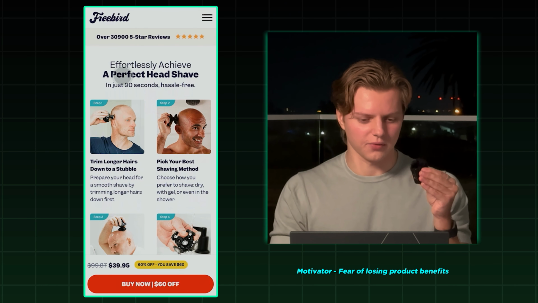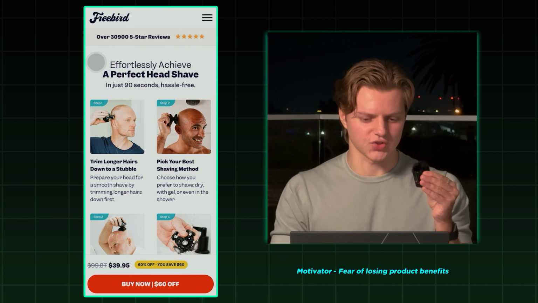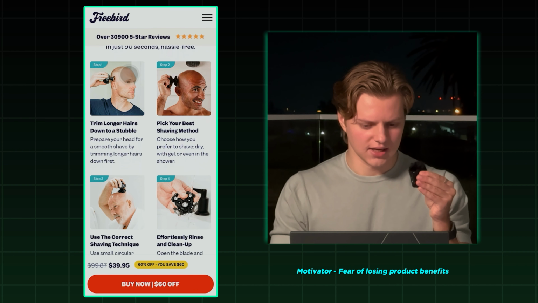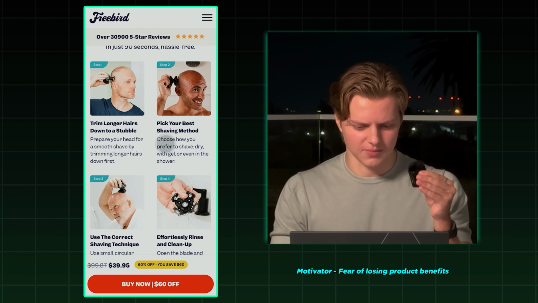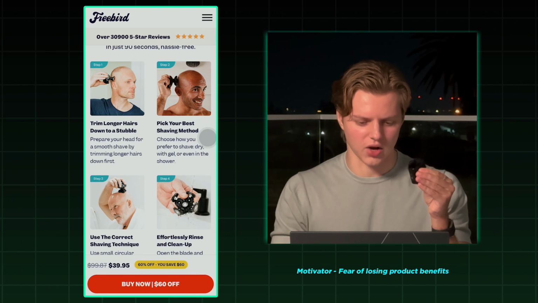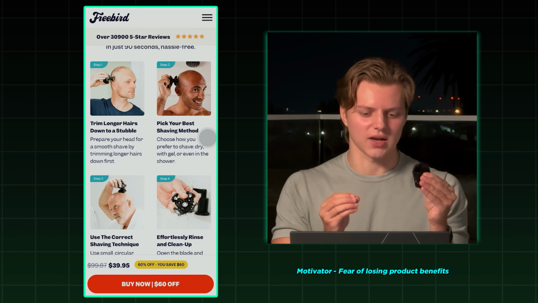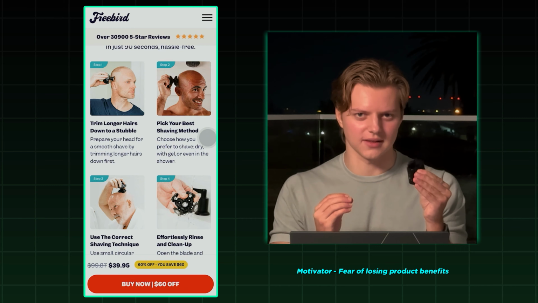And then they have their first main benefit section. Effortlessly achieve a perfect head shave in just 90 seconds, hassle-free. And then step 1, trim longer hairs down to stubble. Prepare your head. Step 2, pick your best shaving method. Choose how you prefer to shave, dry with gel or even in the shower. It's very subtle, but what they're doing here is they're making me imagine using the product and also giving me all of the choices and luxuries I get from this product. This might seem abstract, but this is a very fundamental thing they are doing. And this is something you also really want to do.